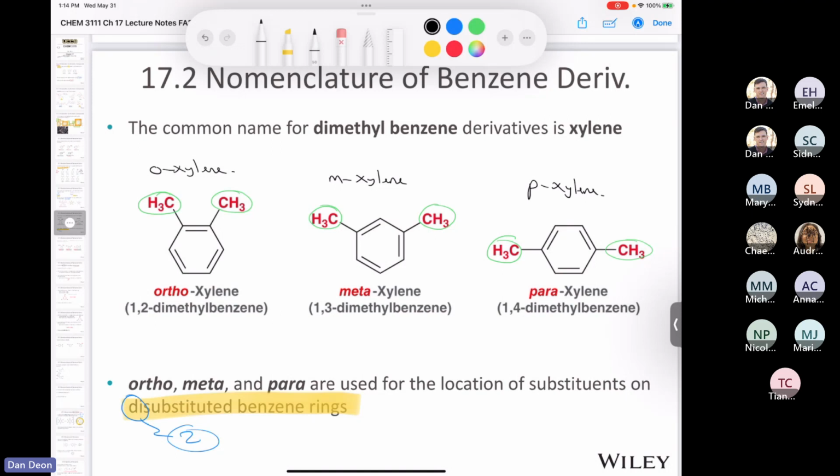The only time that we can use ortho, meta, and para is when we're dealing with di-substituted aromatic rings. If you have more than two substituents on your ring, just forget ortho, meta, para. You can't use them then. It's only for di-substituted aromatic rings. And if you're wondering what makes those so special, good question. It's because there are so many of them. There are so many different di-substituted aromatic rings that somebody developed this shorthand for nomenclature.